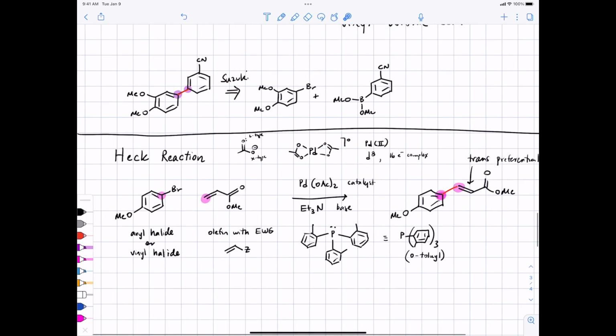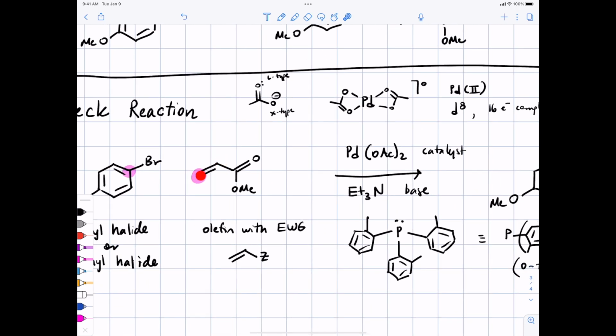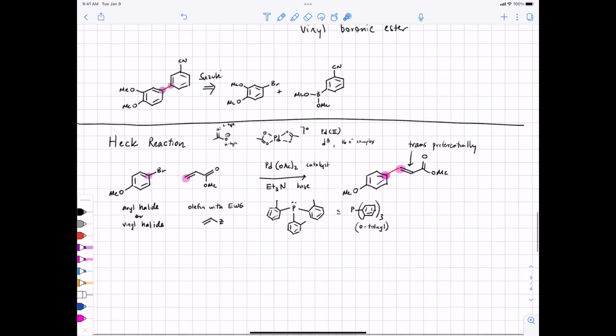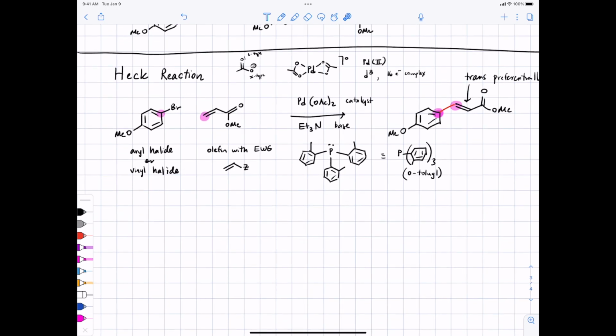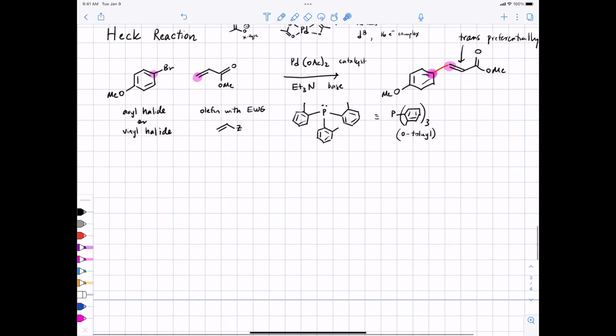The new bond is between the sp2 hybridized carbon of the aryl halide and then one of the two carbons of the olefin. All right, so let's show you a little bit about reaction mechanism.